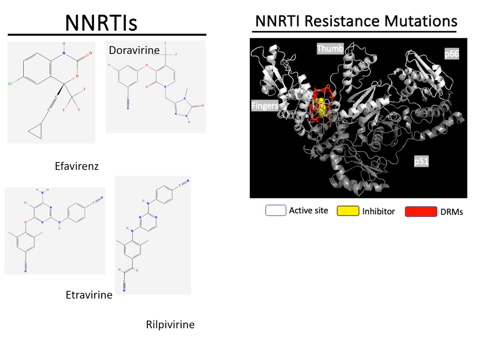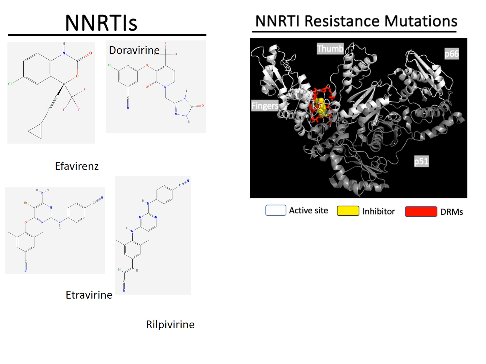NNRTIs are characterized by having diverse chemical structures which have been optimized to bind to a pocket in the RT enzyme that is close to but distinct from the enzyme's active site. The NNRTI binding pocket is highly adaptable, and therefore the NNRTIs can differ dramatically in their structure.